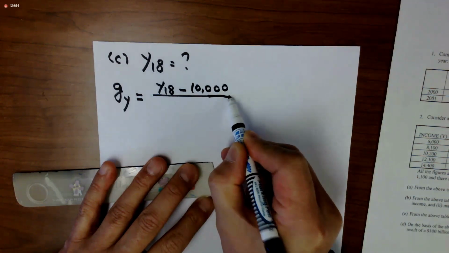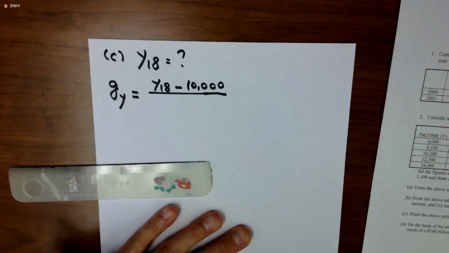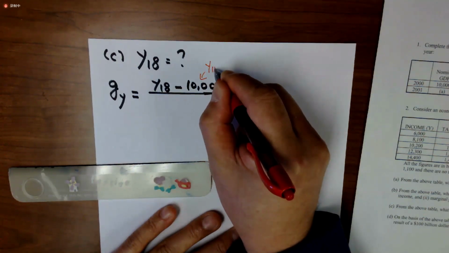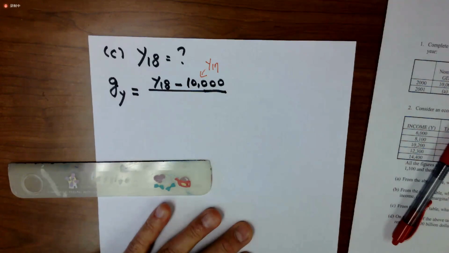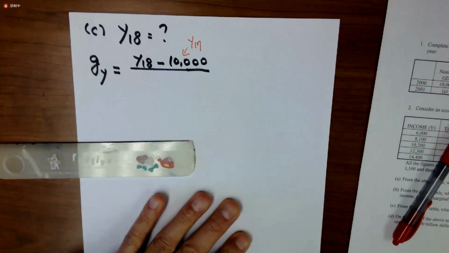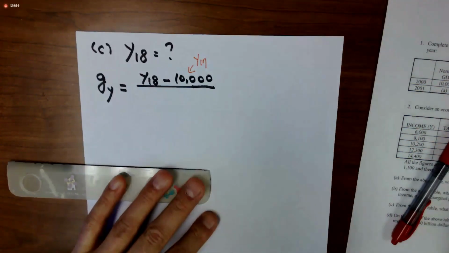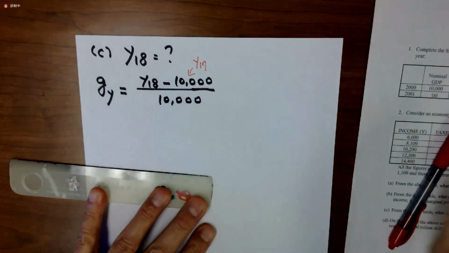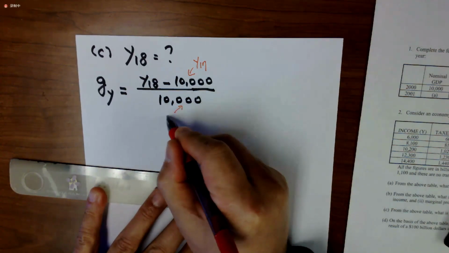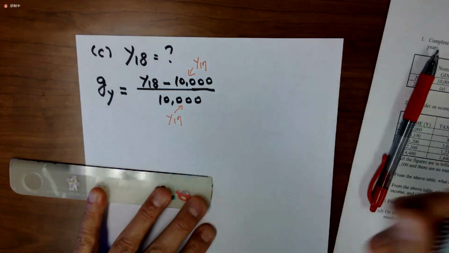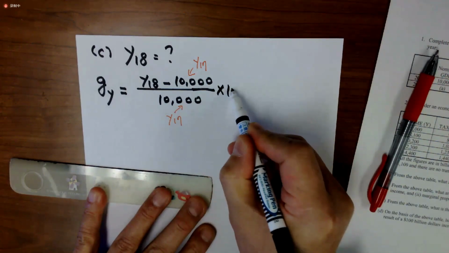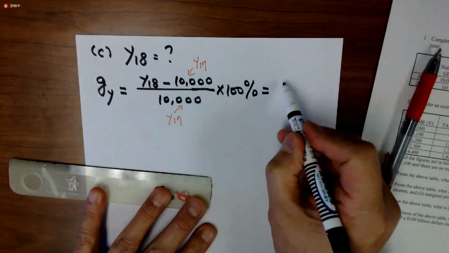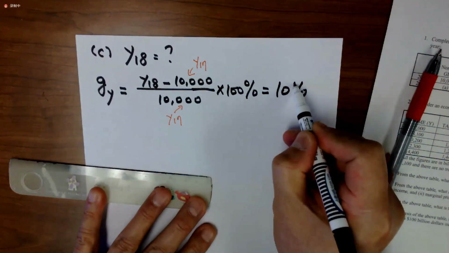10,000. Agree? Hey guys, for those of you who have done it, help me out here. Yes? Hello? Yes. And then what should I put in the bottom? 10,000. 10,000 again, because once again, this is Y17. And then times 100%. Give us 10%. Okay? Plus 10%.